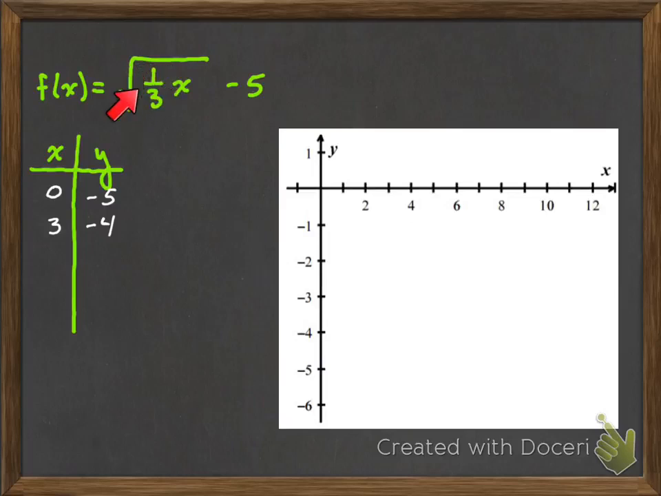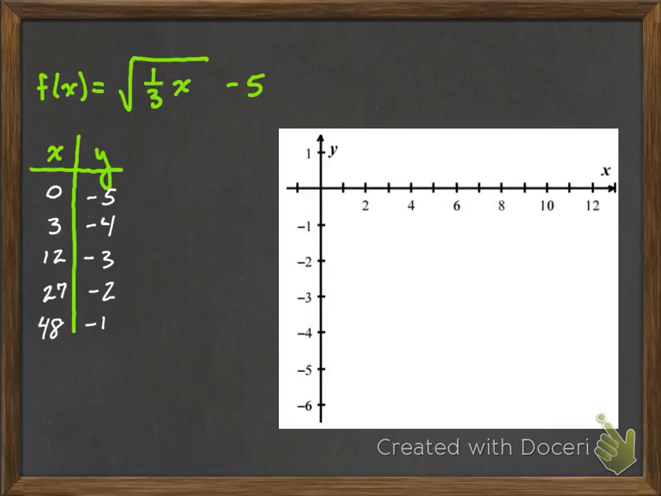Then we want this to be a 4, which means x needs to be 12, and that will give us a y value of -3. Then we want this to be a 9, because that comes out evenly, so the x value needs to be 27. That will give us -2. And then 48 will give us a 16 under here. Square root of 16 is 4, and 4 minus 5 is -1.